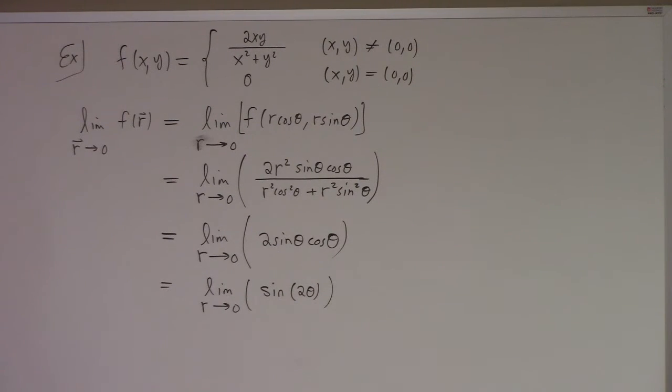And so what happens as r goes to 0? Yeah, there's no r. So just think about it, right? If you approach the origin from different angles, you get different values for the sine, right? So this limit doesn't exist.